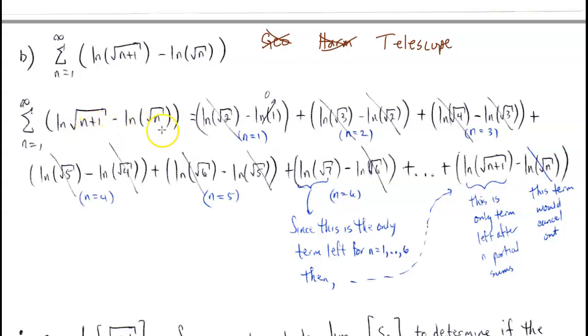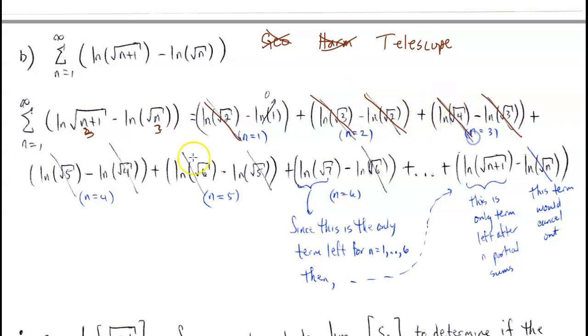And here, all we're doing is just listing terms here. So we have natural log of square root of 2 minus natural log of 1 for when n is equal to 1. And of course, if n is equal to 2, plug in a 2 here, plug in a 2 there, we get the natural log of square root of 3 minus natural log of 2. Of course, when n is 3, plug in here, we get natural log of square root of 4 minus natural log of square root of 3, so on and so forth. And what you see here is that this natural log of 2, natural log of 2 cancel to 0. This natural log of 3 and that natural log of 3 cancels to 0.